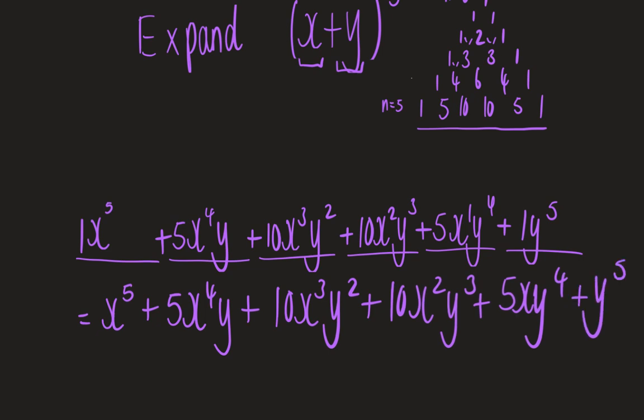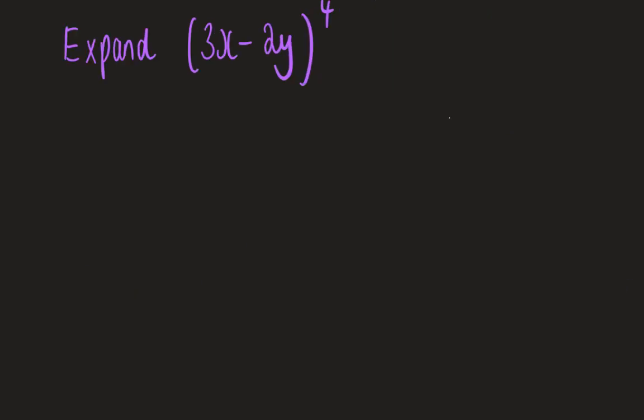We do our little sense check. Every single term, the indices should add up to 5. We've got x to the power of 5; x to the 4, y to the 1, 4 plus 1 is 5; 3 plus 2 is 5; 2 plus 3 is 5; 1 plus 4 is 5; and 5 plus 0 is 5. Okay, our next example, we've got (3x - 2y) to the power of 4.